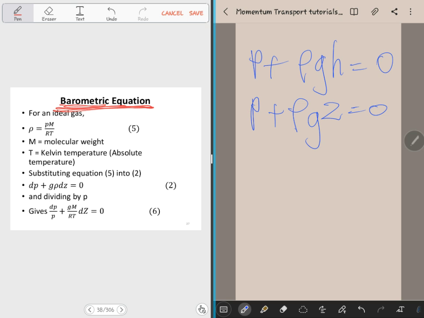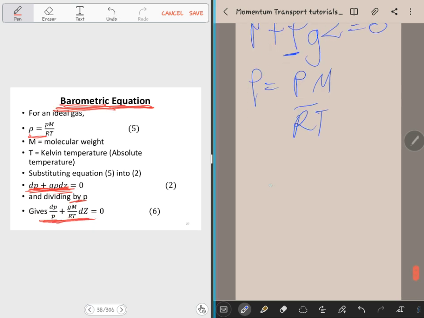And then we were saying that for this same hydrostatic equation, we can derive the barometric equation out of it. The only thing that changes is that we replace this rho. We're saying that this rho is equal to PM on RT. Are you okay? And then we put it in this equation and then we divide by P and then we get this.